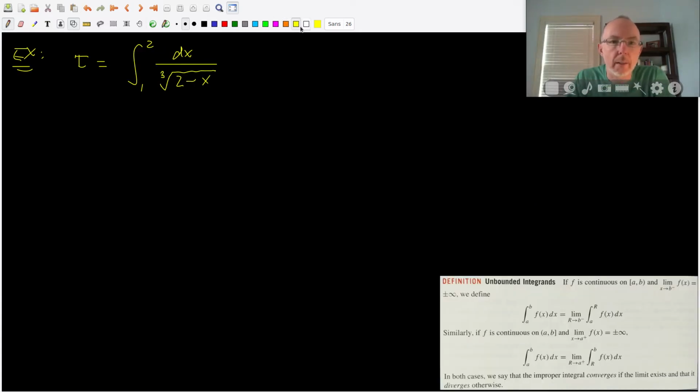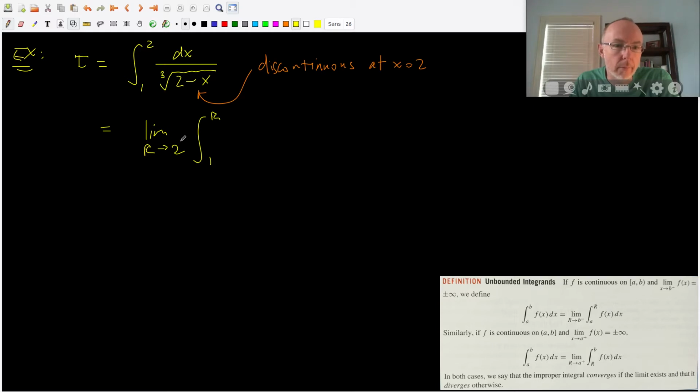So here's another one. Looking at this, what we need to do is think about where any discontinuities are. So we're going to divide by 0 when x equals 2. So this thing is discontinuous at x equals 2. So we need to use the tools we've just described to think about how this integral works. We're going to need to drop the 2 from the limit, and we're going to approach 2. So the limit as this thing goes to 2, we're going to integrate from 1 up to r, and then r is going to approach 2 from below, right?